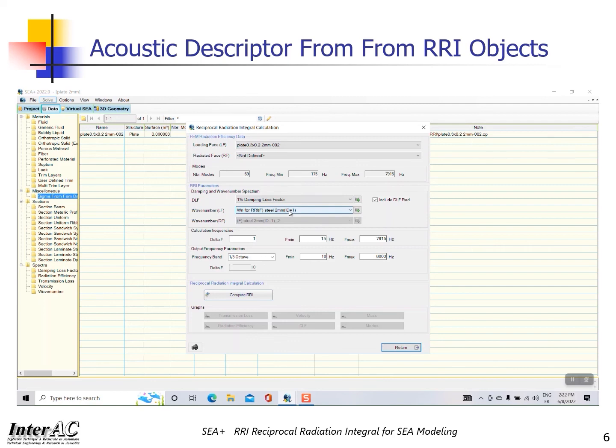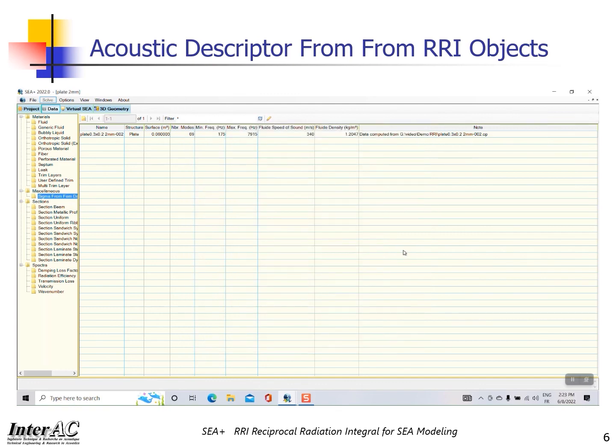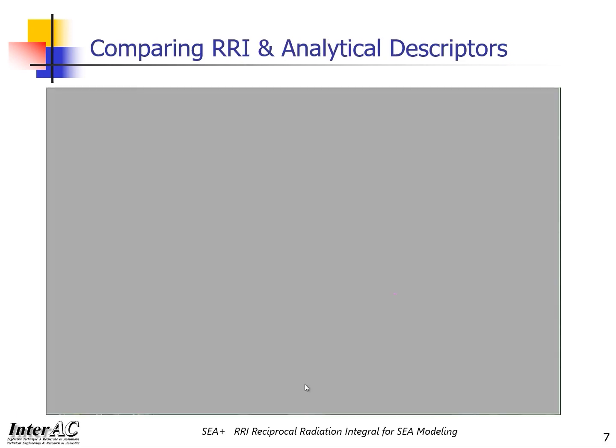So you can also, if you have a virtual model, generally the VSC model is also delivering a wave number, a numerical wave number, and you can use it also in place of the analytical wave number. So you can have all your data computed from the finite element model in that case. Okay, so this is the first view on how to use RRI, and I close this session.